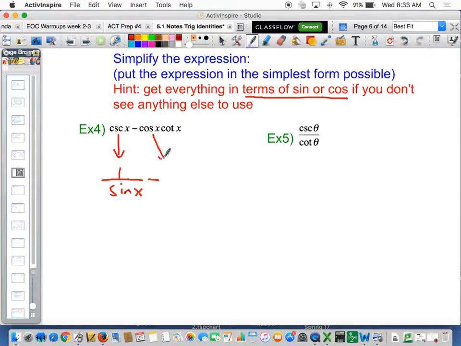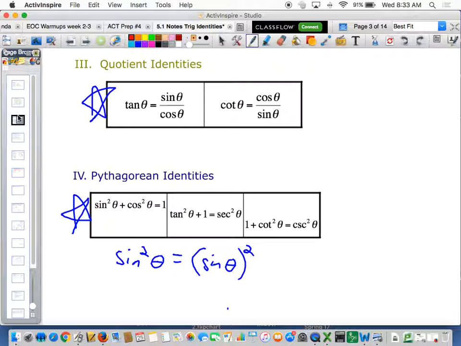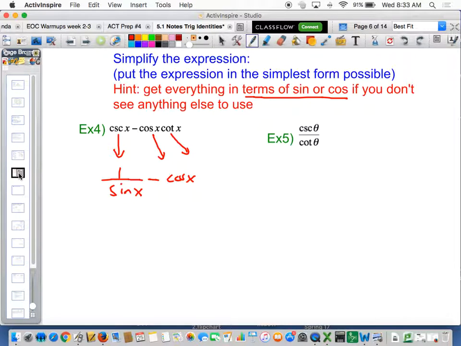Minus cosine, I'm going to leave alone. And cotangent, if you look back at your properties, cotangent is cosine over sine. So this would be times cosine over sine. And I know what many of you are thinking, this made it a whole lot more complicated. But if you just stop and look at it, we can combine and continue. Can't do much with this 1 over sine, so I'll leave it. But cosine times cosine is cosine squared.